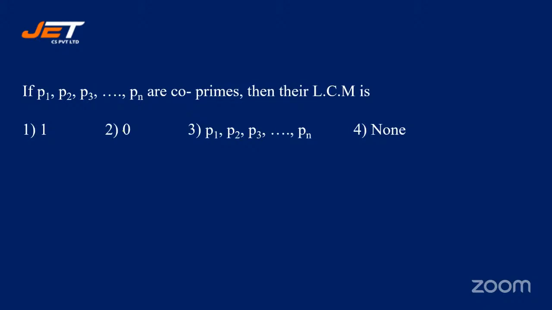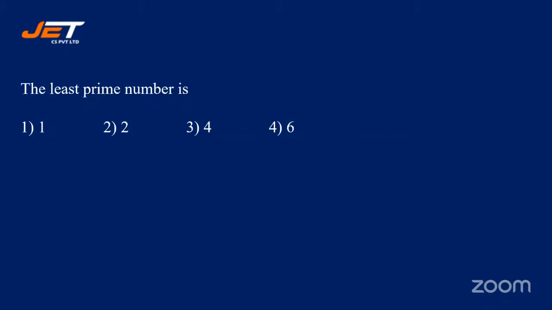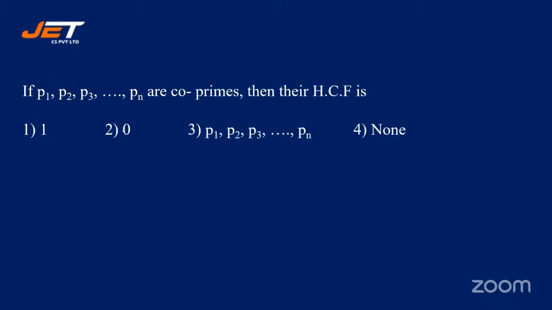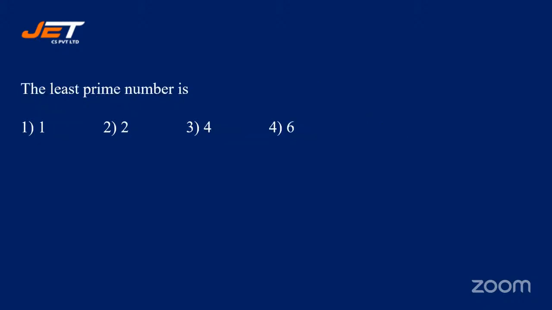If P1, P2, P3 and so on to Pn are co-primes, then their LCM is dash. Their LCM should be P1, P2, P3 and so on to Pn. Before that, one sum is missed. If P1, P2, P3 and so on till Pn are co-primes, then their HCF is dash. Nothing is common between them, so that's why the HCF is 1.